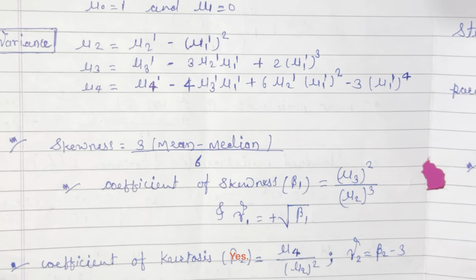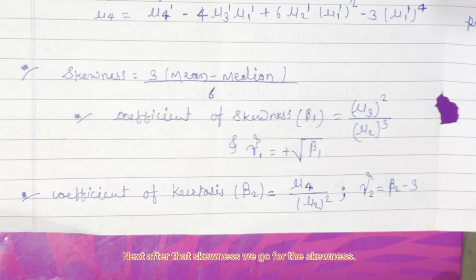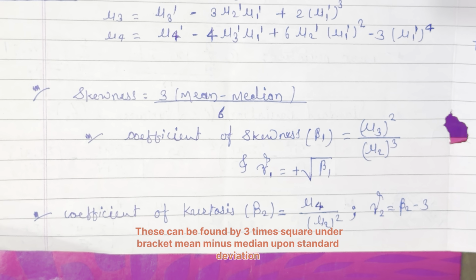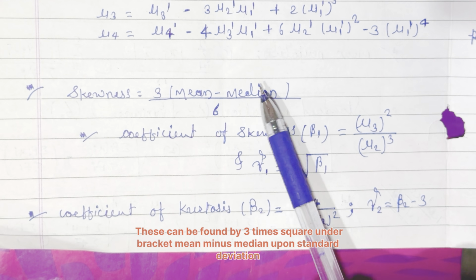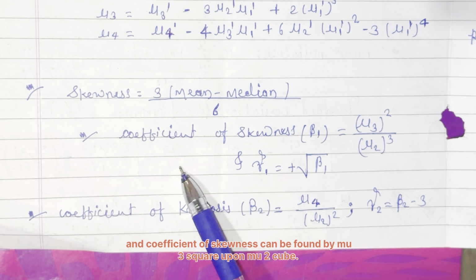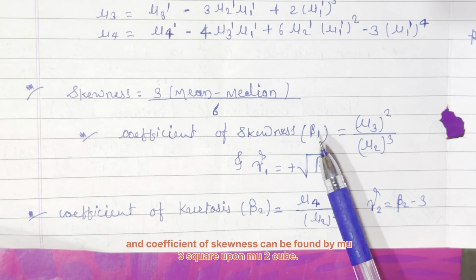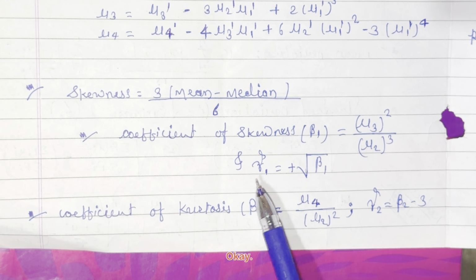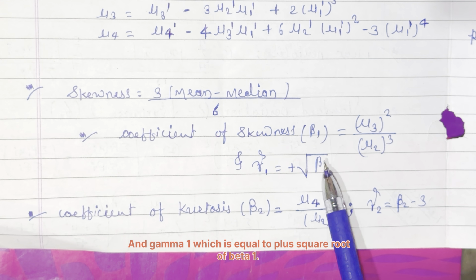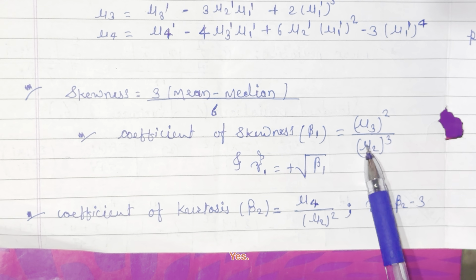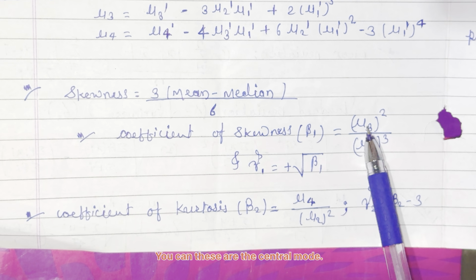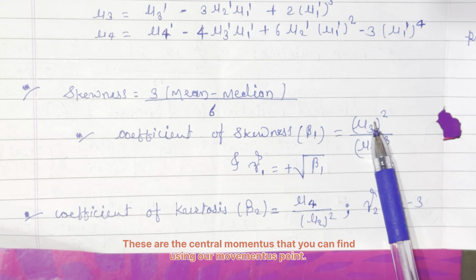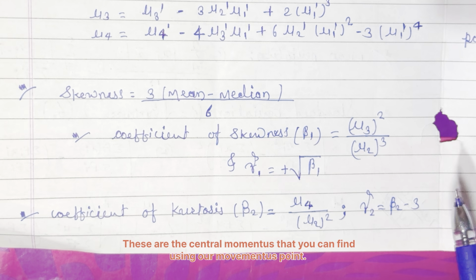Next, we go for skewness. Here I have written the formula for skewness. Skewness can be found by 3 times (mean minus median) upon standard deviation, and the coefficient of skewness can be found by mu 3 square upon mu 2 cube, denoted as beta 1. And gamma 1 is equal to plus square root of beta 1. Mu 3 and mu 2 are the central moments that you can find using our moments formula.